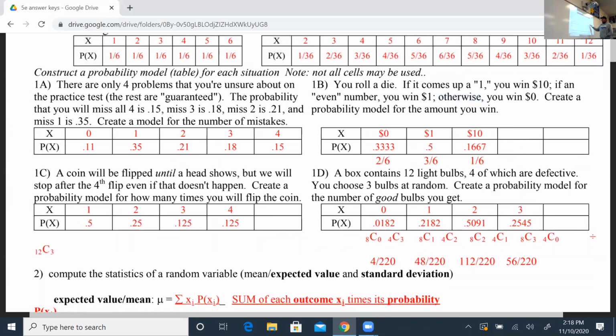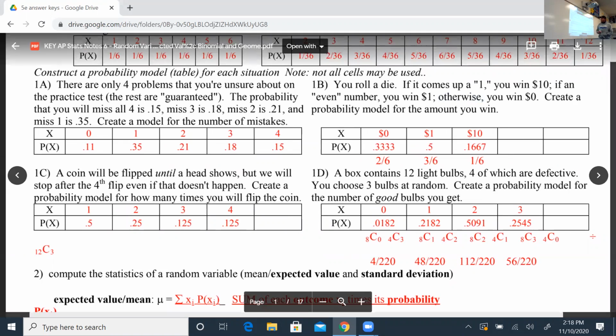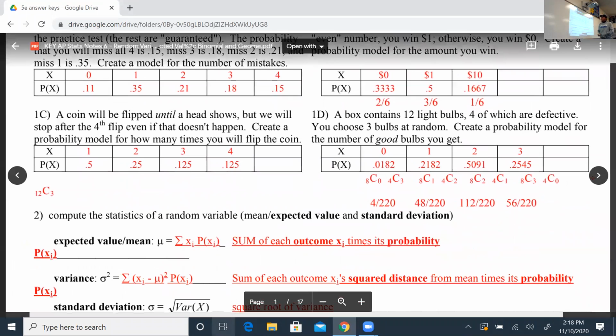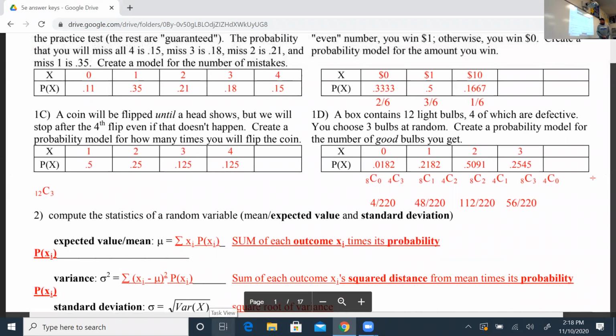Okay, now we're going to go to C. All right, so for C, let's slide this up a little bit more. A coin will be flipped until a head shows, but we will stop after the 4th flip, even if that doesn't happen. Create a probability model for how many times you flip the coin. No problem. You're going to flip a coin until the head shows.